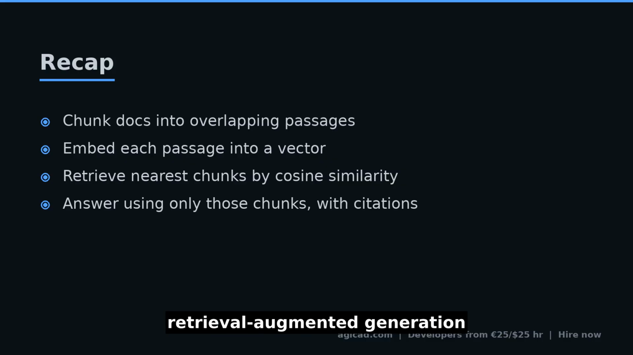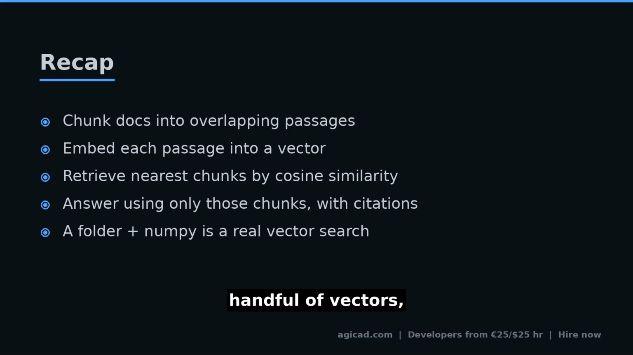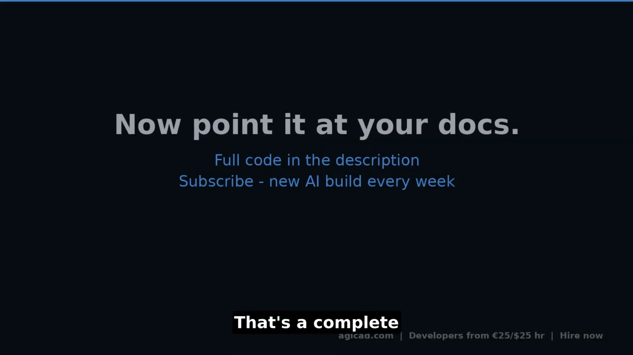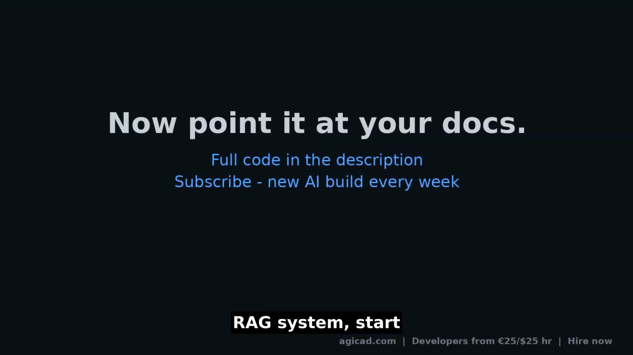That's retrieval-augmented generation, a folder of documents, a handful of vectors, and about 60 lines of Python standing between a model that knows nothing about your world and one that can answer questions about it, with receipts. That's a complete RAG system, start to finish.